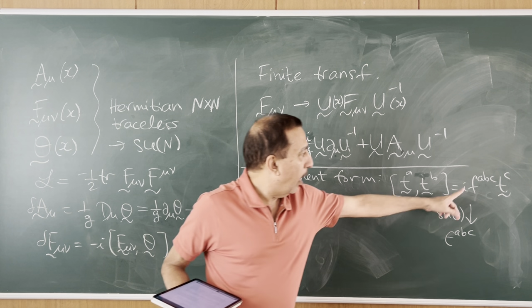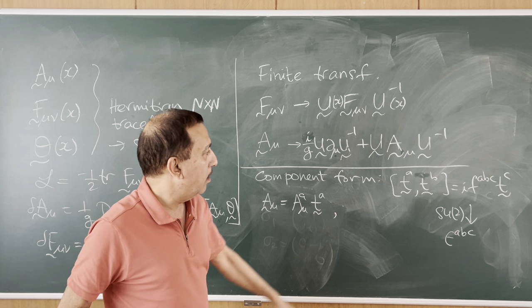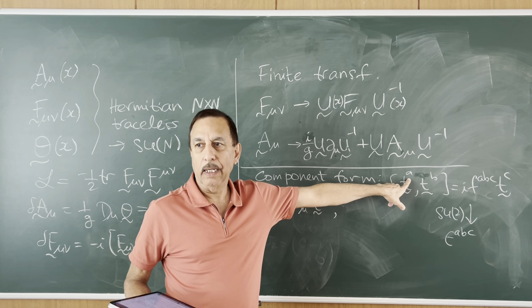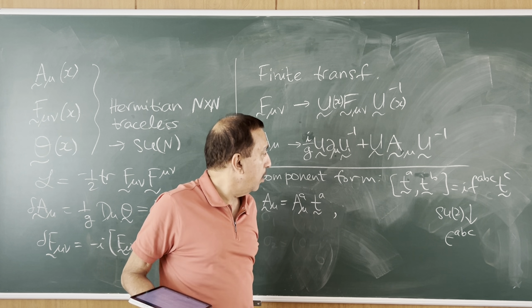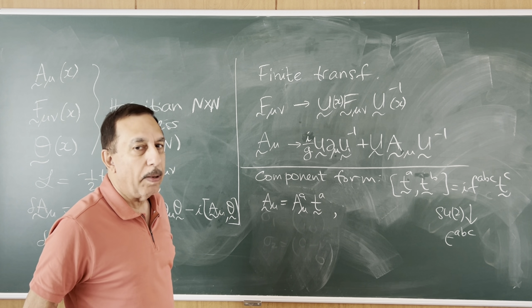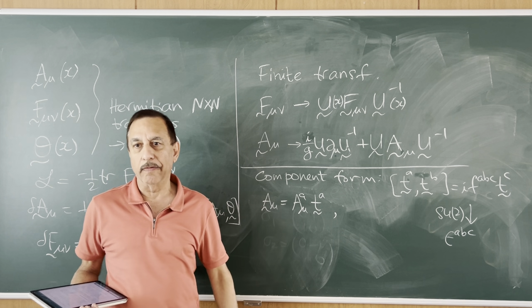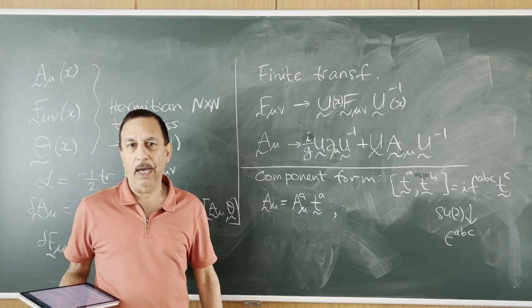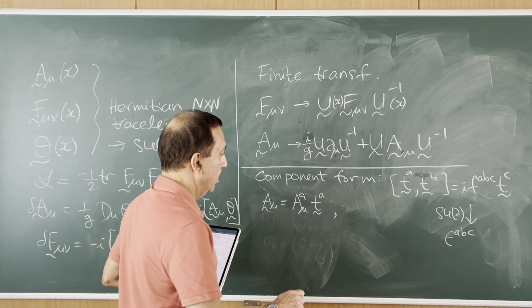What is the number of values that these can take? Well, that's the number of generators TA, so the range of the index A. What's that range? It's the number of independent Hermitian matrices we can have in n cross n matrices. How many can we have? The answer is n squared minus 1.